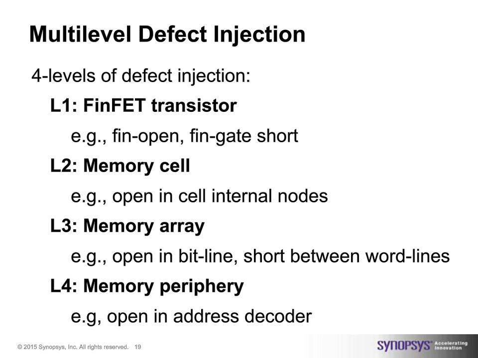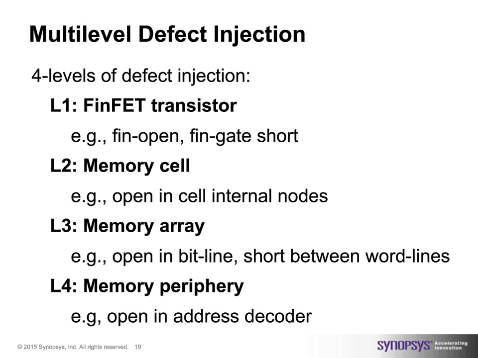Then we move on from transistor to memory cell to the memory array. This is level 3, we call it. And we analyze level 3 by looking at opens in bit lines, shorts between the word lines, and so on and so forth. And then finally, at the block level, that is the memory block level, we have surrounding blocks around the array itself, such as the address decoder, where we look at opens, and so on there. We look at the write drivers, we look at the sense amps, and analyze the defectivities in them.